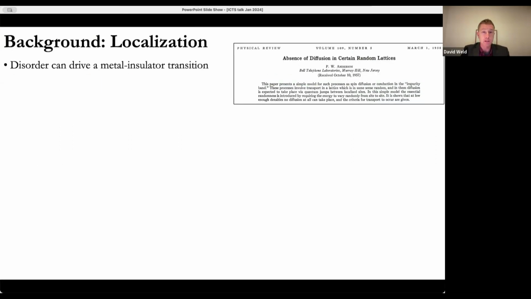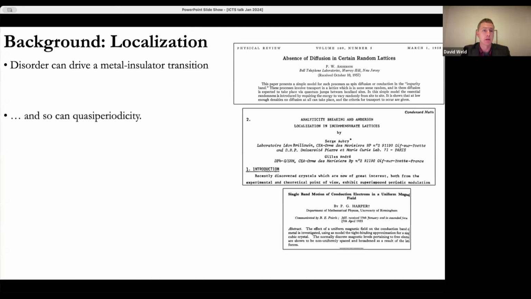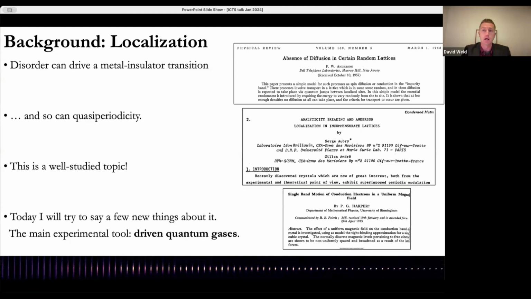So localization probably doesn't need too much of an introduction, so I'll whiz through this. It's been understood since at least the work of Phil Anderson in the 50s that disorder can drive a metal into an insulator. And it doesn't have to be real disorder. It can be quasi-periodic disorder as well, or quasi-periodic of various flavors. And this is something that is really a central pillar of modern condensed matter physics. It's been studied a lot, and these papers have a lot of citations. And this is the sort of arena into which the experiments that I'll tell you about today fall. And I hope I can say a few new things about this not very new topic of localized matter.